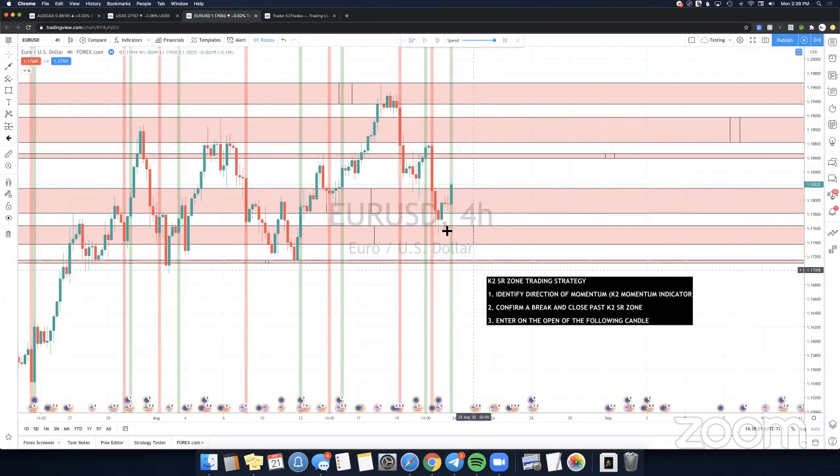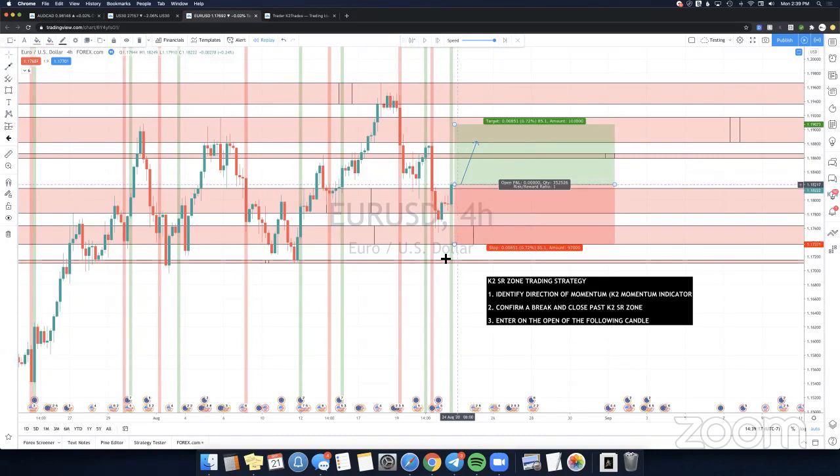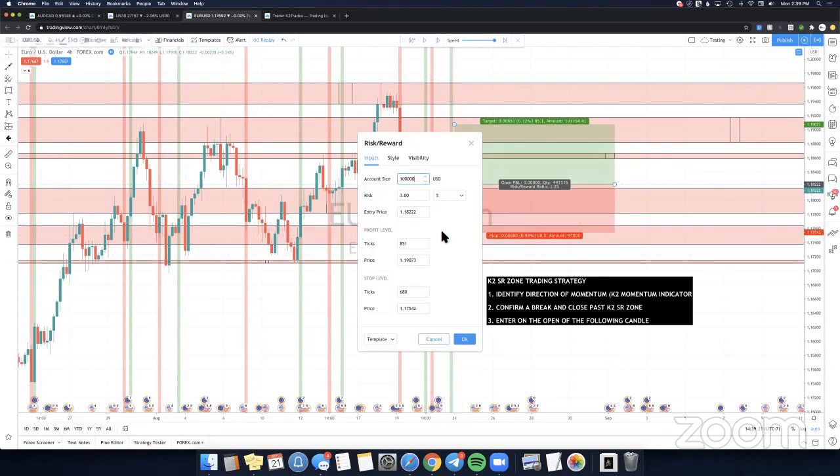So once you have this setup right here, first you've identified the momentum, so you know that price is going up. Next, you confirm the break and close past the K² zone. Once it broke this zone right here, odds are it's going to keep on pushing up. So once we have this, you can set up your trade with a long position right here. We'll put our stop loss at the previous swing, which is right here, 68 pips.